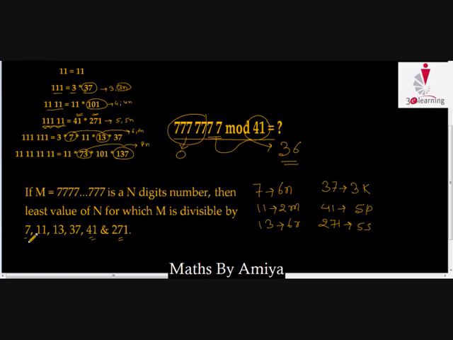So if we are going to check 7, 11, 13, 37, 41, 271, we need the multiples of 2, 6, 3 and 5, and we want the least value of n, so we want the LCM of 2, 3, 6, 5, and the LCM of 2, 3, 6, 5 is nothing but 30. So the least value of n is 30, for which m should be divisible by 7, 11, 13, 37, 41 and 271.